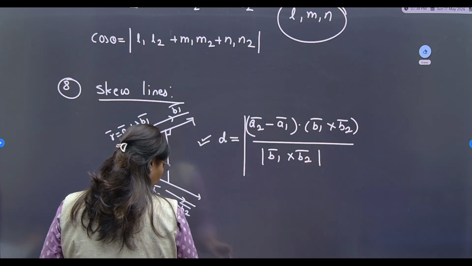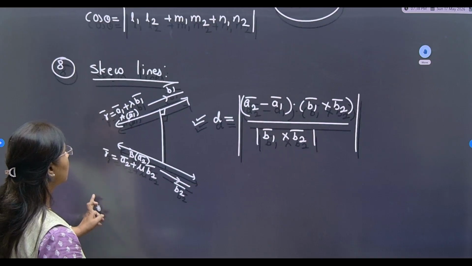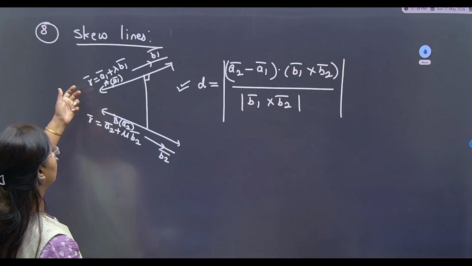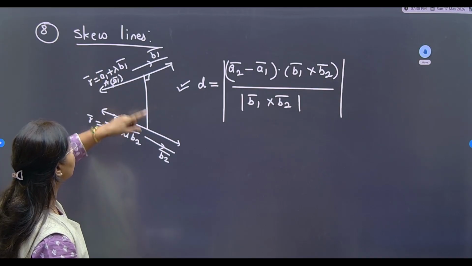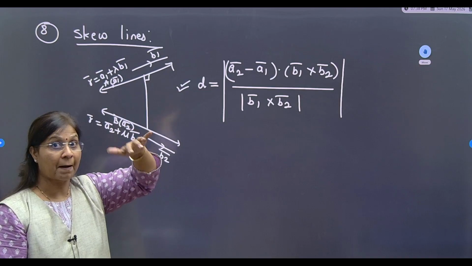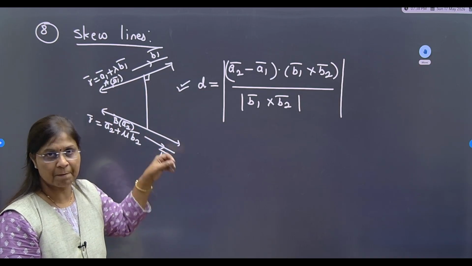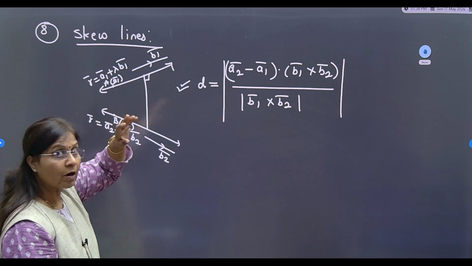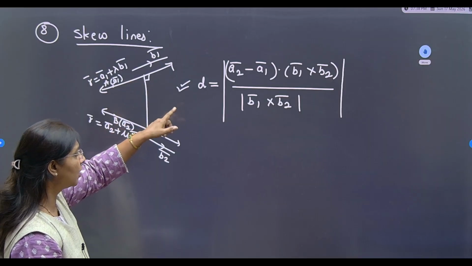Okay, this is a formula to find the distance between skew lines. Lines are skew when B1 bar and B2 bar are different values. Parallel lines means B1 bar is equal to B2 bar, that is, B bar. Both are equal, and that is called parallel lines. These are skew lines, and this is the distance between two lines.